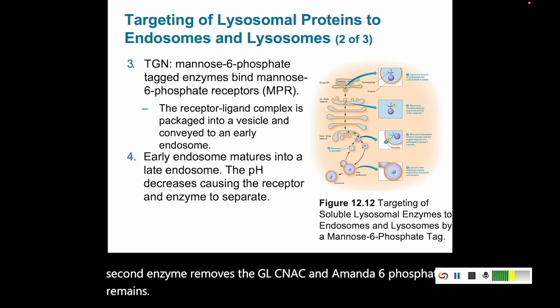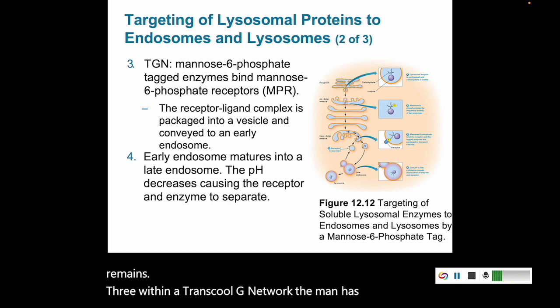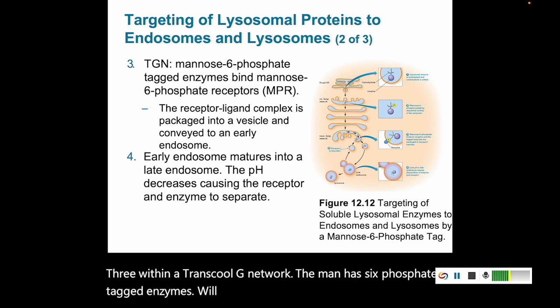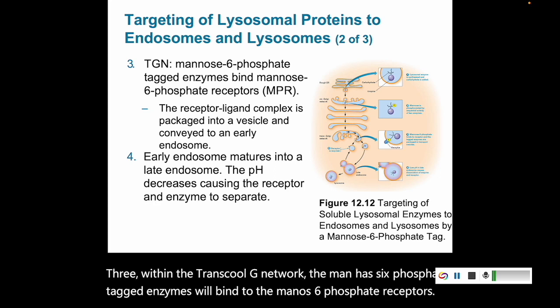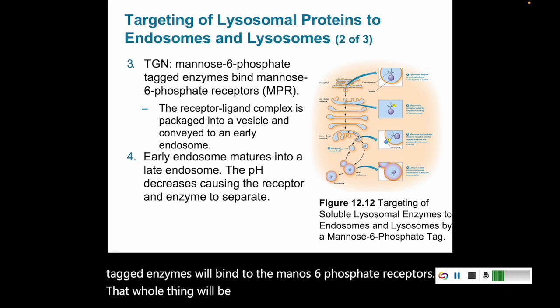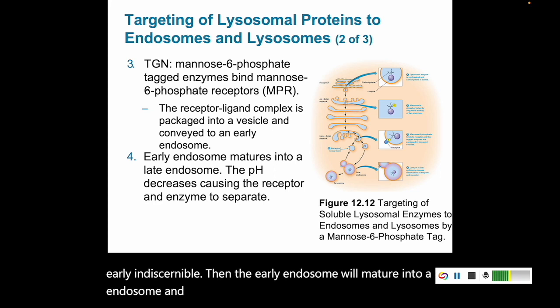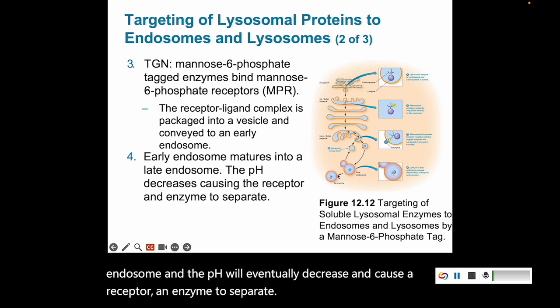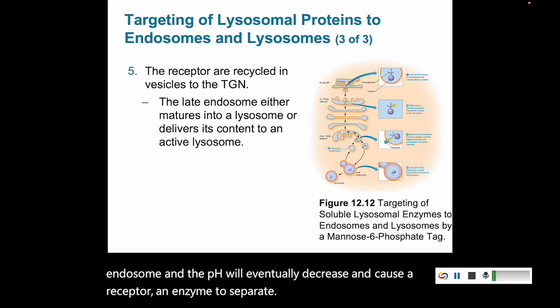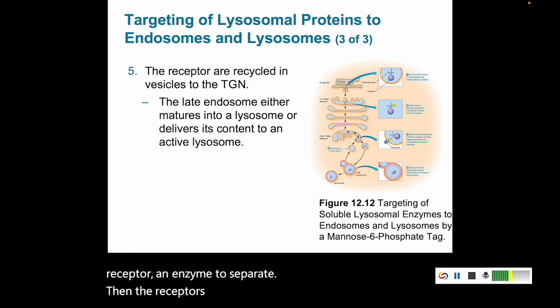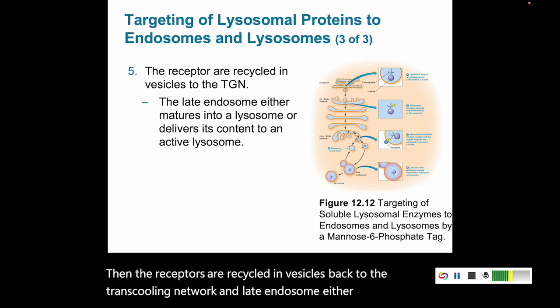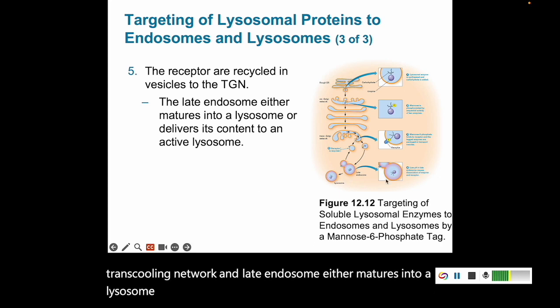Third, within the trans-Golgi network, the mannose 6-phosphate tagged enzymes will bind to the mannose 6-phosphate receptors. That whole thing will be packaged into a vesicle and taken to an early endosome. Then the early endosome will mature into a late endosome, and the pH will eventually decrease and cause the receptor and enzyme to separate. Then the receptors are recycled in vesicles back to the trans-Golgi network, and the late endosome either matures into a lysosome or delivers its contents to an active lysosome.